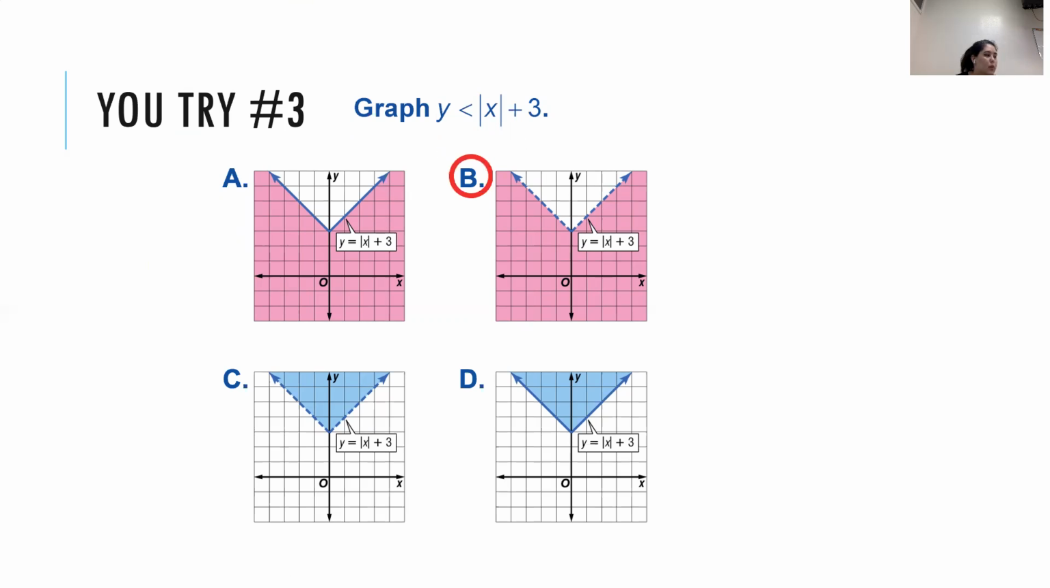You are also, again, welcome to use Desmos for graphing to help you out. But this is the end of the notes for 2-8. So I will see you next time.